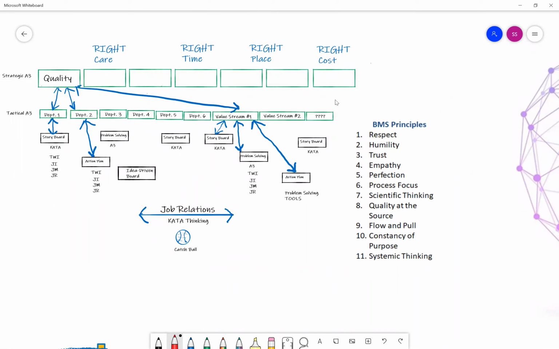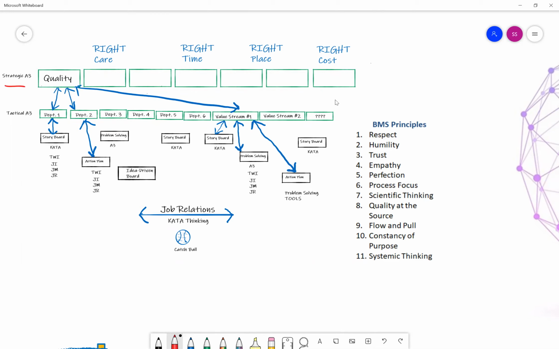Then at the high level, when we look at this, we can see where at an entity under the themes of right care, right time, right place, and right cost, you might have multiple strategic A3s. In this example, under right care, there are 3 strategic A3s. And the first one, this very first strategic A3, we're going to use as an example, is quality. And this quality group for this entity has determined a certain gap that needs to be shut, that must be shut for whatever reasons. And they're depending on Department 1, Department 2, and Value Stream 1 to shut their gap. And they've determined what they need out of each one of those departments in that value stream.